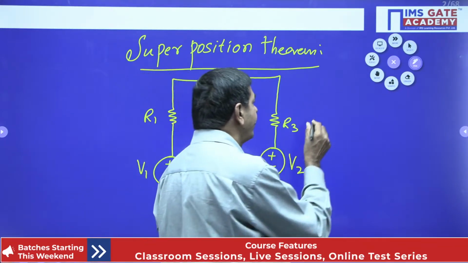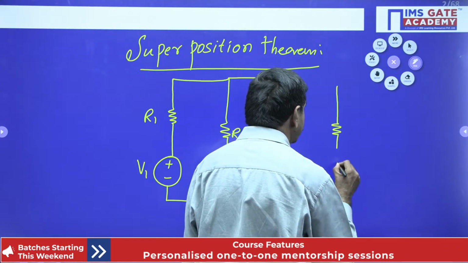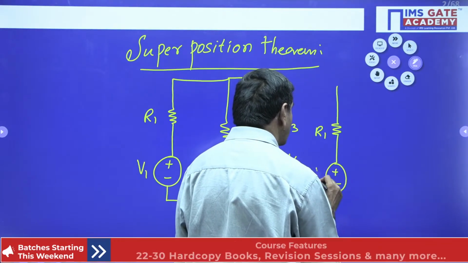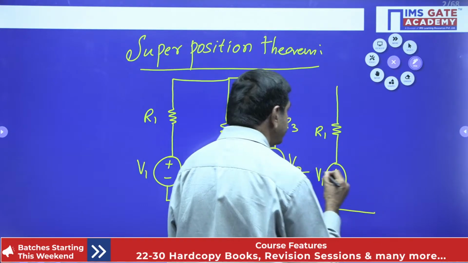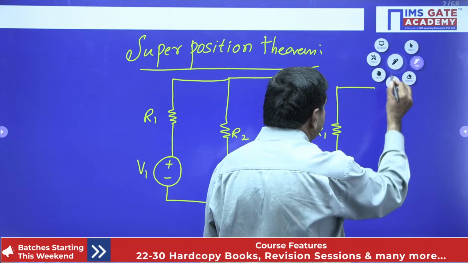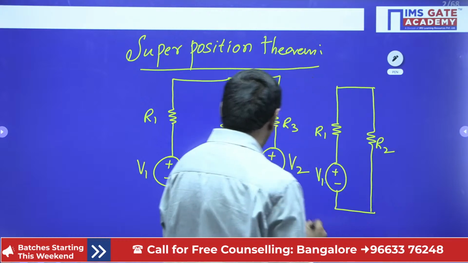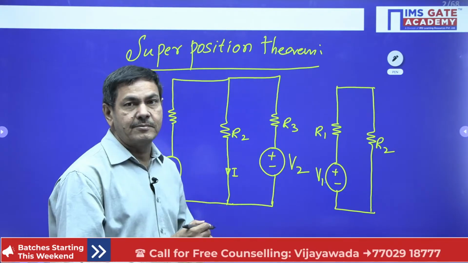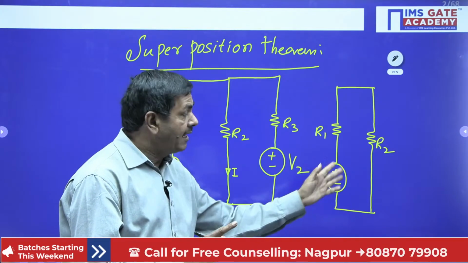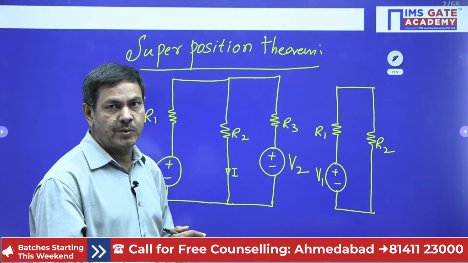Initially I selected voltage V1. I connected resistance R1 with the voltage source V1, and along with this I connected resistance R2. This other voltage source I short circuited. Whenever you consider one source, the other source must be short circuited or open circuited.